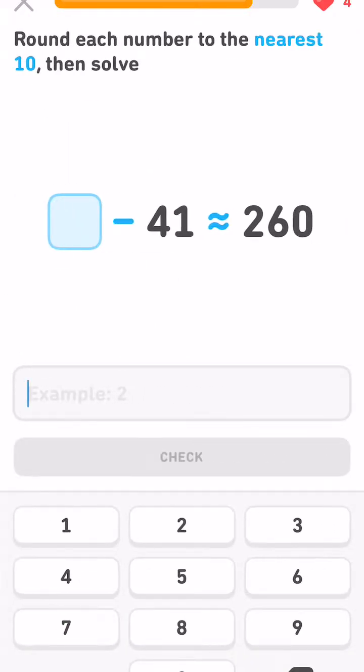All right, round to the nearest 10 and solve. So x minus 41 equals 260. So let's see. I'm sorry, I'm frying my mind on this.